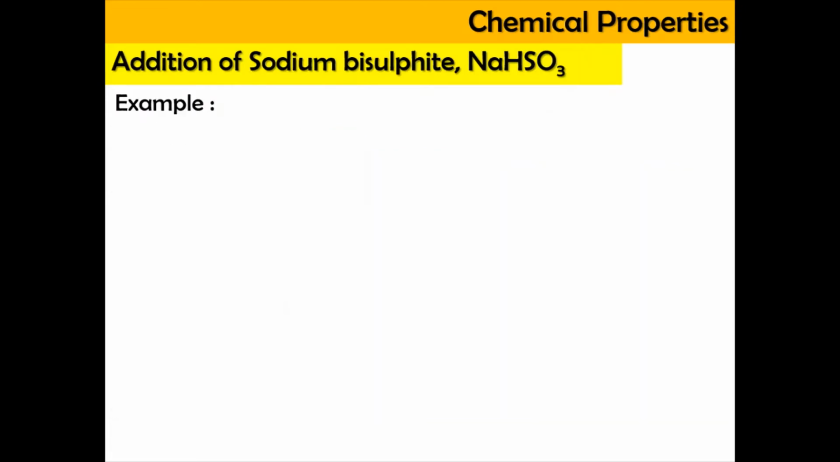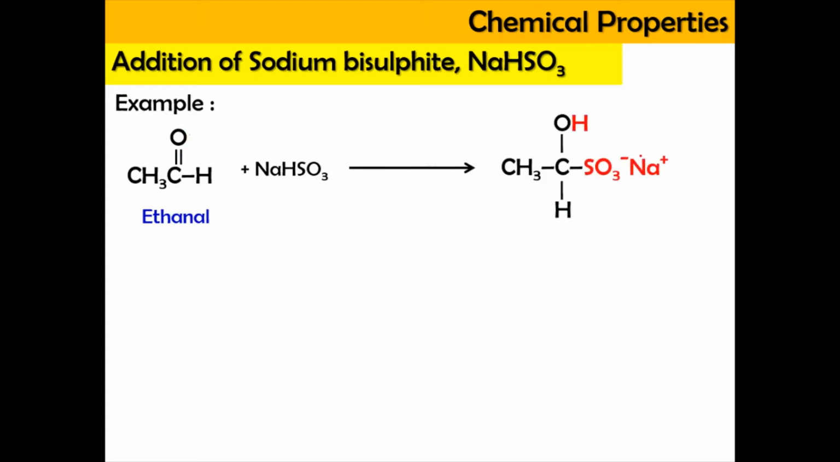So let's look into another example. For example, we have ethanal, and we're going to react it with sodium bisulfite. SO3 will enter here, and this one will become OH. At the same time, the sodium metal will be attached close by to it. If you want to put your SO3 down here, it doesn't matter. If you want to put it at the side, it still has the same meaning. And this is known as the bisulfite salt.